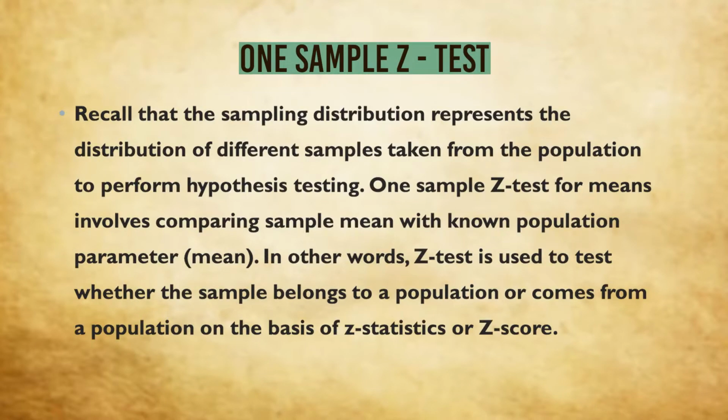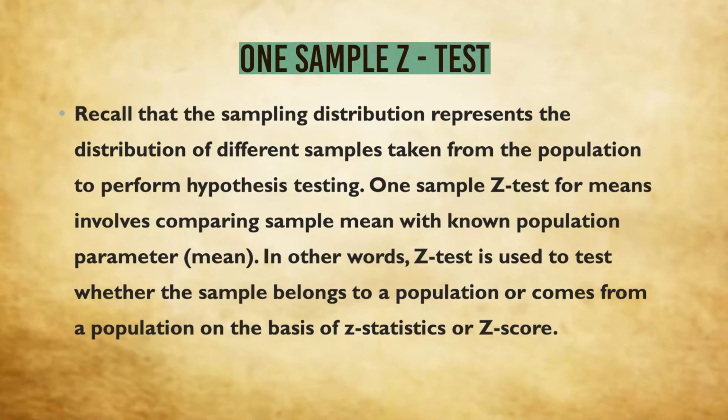Now we will go into the characteristics of this Z test and the procedural details of this test. And it is a test for means. We recall that the sampling distribution represents the distribution of different samples taken from the population to perform the hypothesis testing. In earlier lectures, we considered this. So basically, we considered the sampling distribution of a statistic, which is nothing but the probability distribution of the statistic.